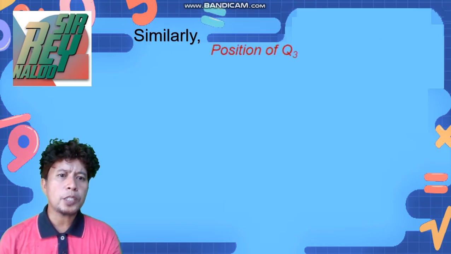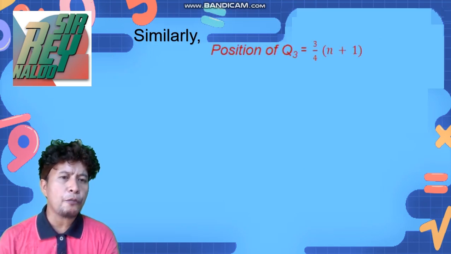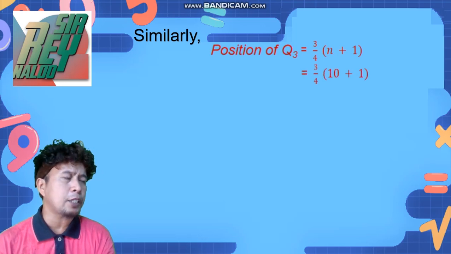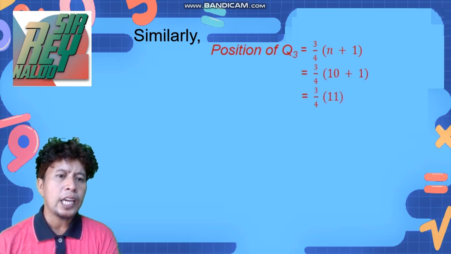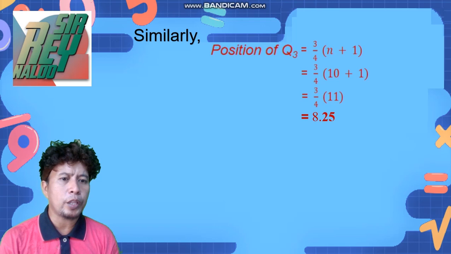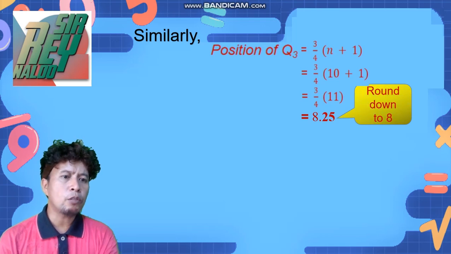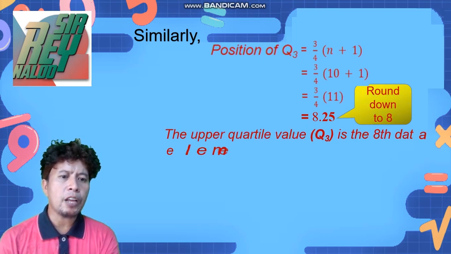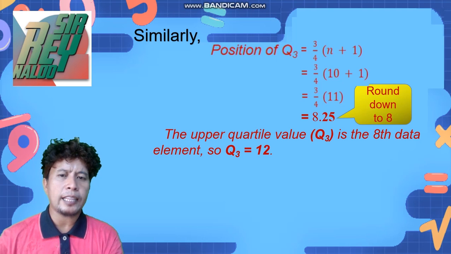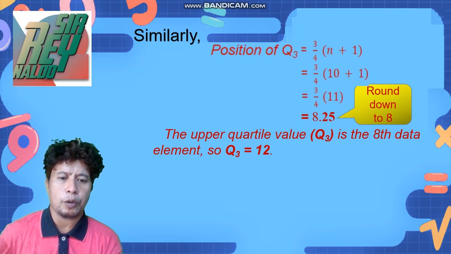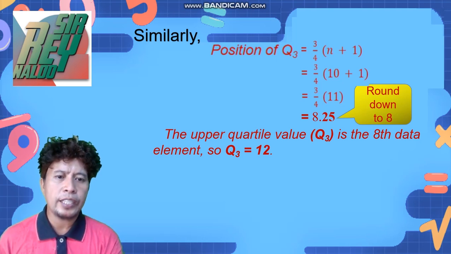Similarly, the position of Q3 is equivalent to 3/4 times the quantity n plus 1. By substitution, we have 10 plus 1. And finally, we will come up with 8.25. Again, what's the rule? We have to round down. So, round down to 8. So, the upper quartile value Q3 is the 8th data element. So, we have Q3 is equal to, based on our given set of data.